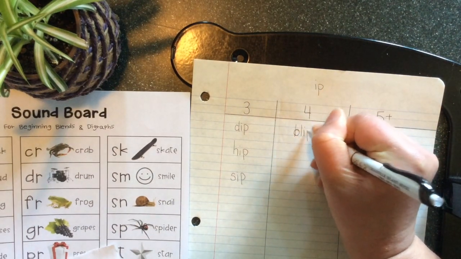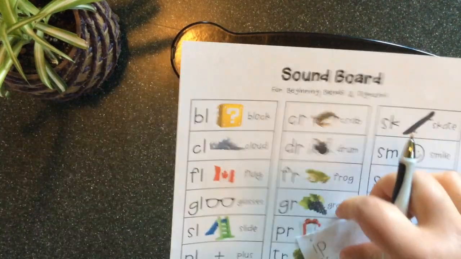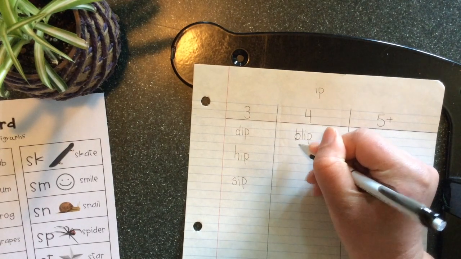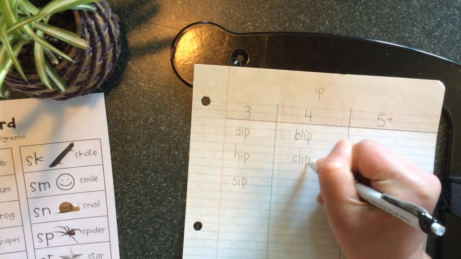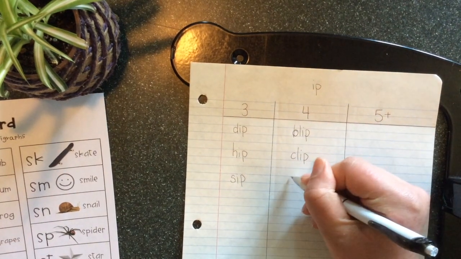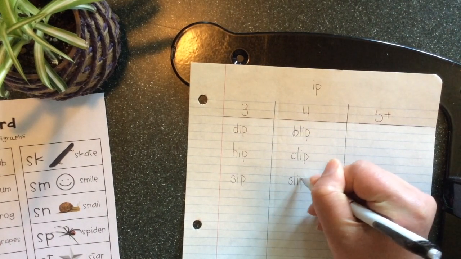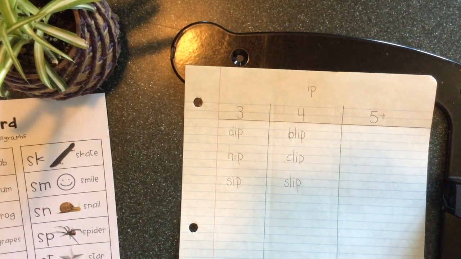There we go. And then I'm going to look for the next one, clip. Clip is also a word. And I'm just going to keep going and find as many words as I can. So I might decide that slip is a good word too, so I'll add that to my list.